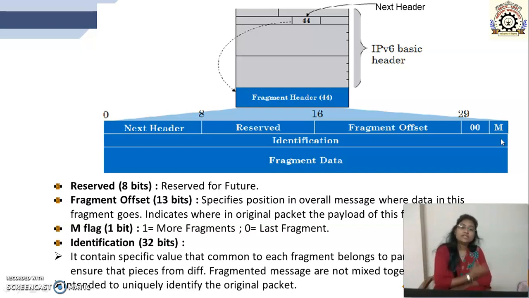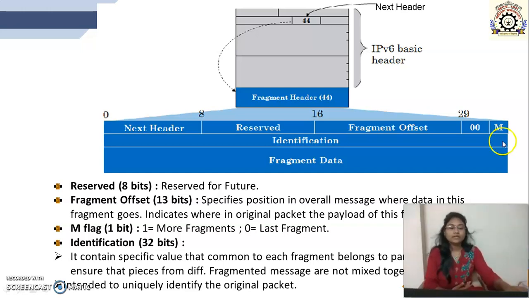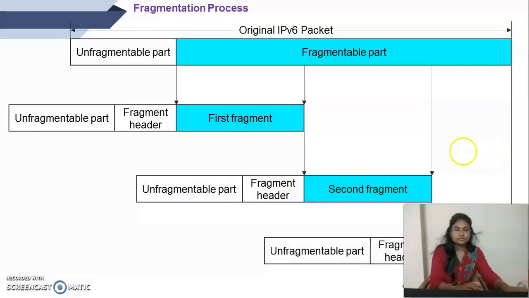After that, when the receiver receives the packets, it will check the identification field. It will collect all the fragments containing 40 as the specific value in the identification field of the fragment, and after that it will reassemble them. This is the fragmentation process.